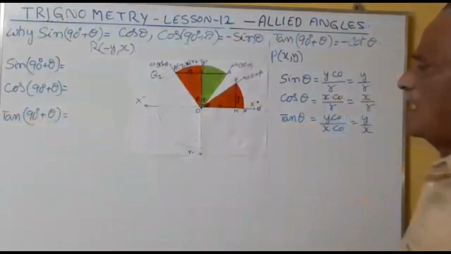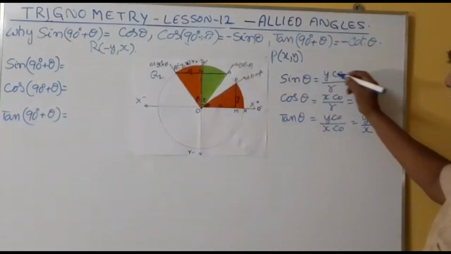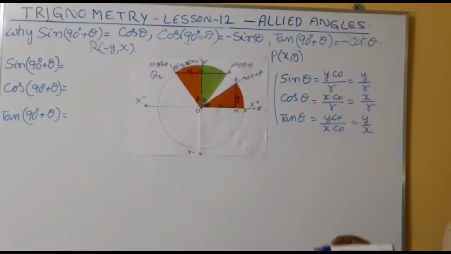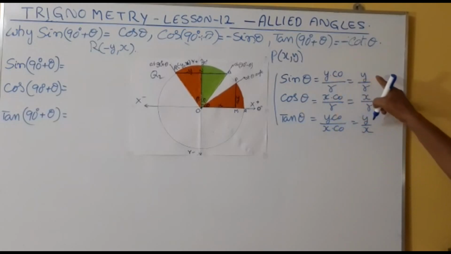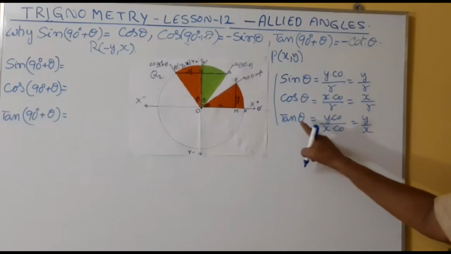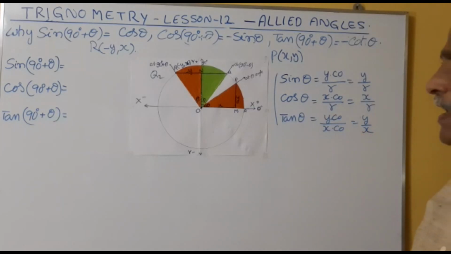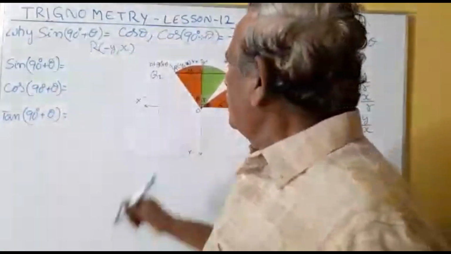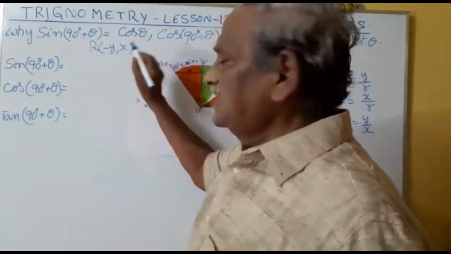Let us write the trigonometrical ratios for these two triangles. Already, the trigonometrical ratios for this point are written. Sin theta, y coordinate by r, equals y by r. Cos theta, x coordinate by r, equals x by r. Tan theta, y coordinate by x coordinate, equals y by x, and so on. Now let us write for this 90 plus theta angle. For 90 plus theta angle, the x coordinate is minus y and the y coordinate is x.